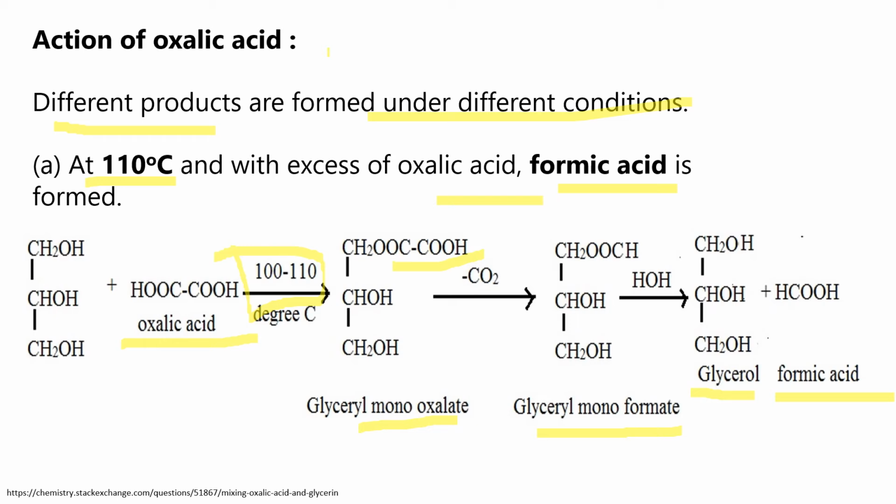Let me repeat once again. Glycerol with oxalic acid, when it is heated at 110 degrees Celsius, forms glycerol monooxalate, and this on decarboxylation forms glycerol monoformate, which undergoes further hydrolysis reaction wherein it forms formic acid and regenerates the glycerol molecule. Okay.